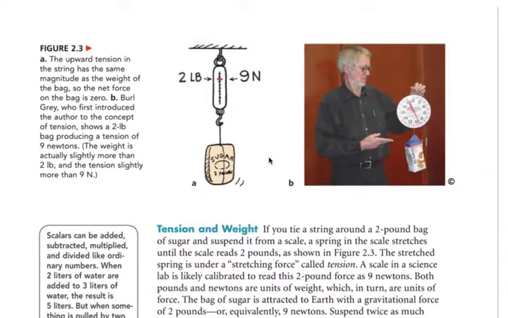Figure 2.3. The upward tension in the string has the same magnitude as the weight of the bag, so the net force on the bag is zero. Burl Gray, who first introduced the author to the concept of tension, shows a 2-pound bag producing a tension of 9 newtons.